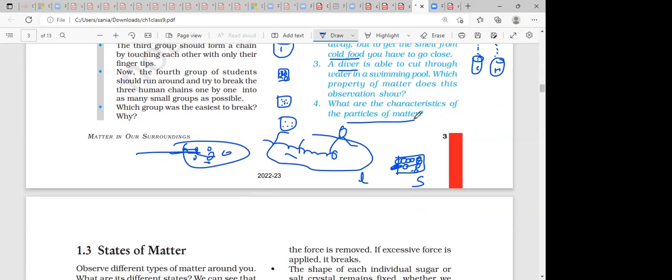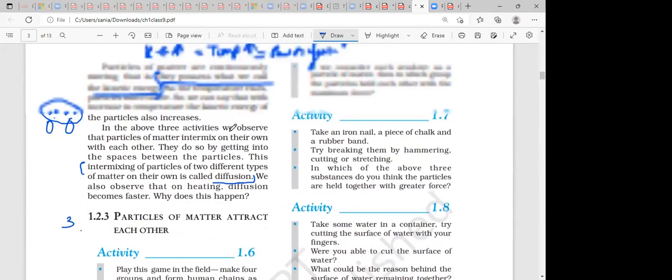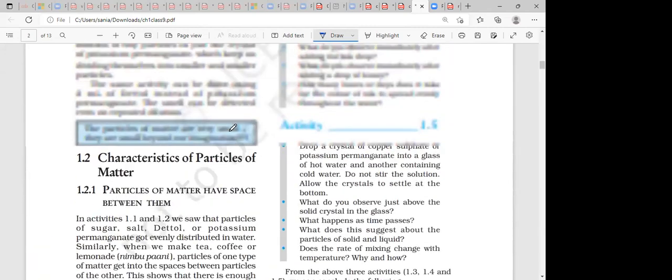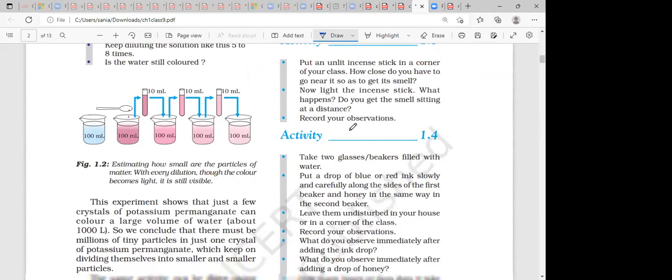So the first characteristic Adil will be telling me. They are continuously moving. Okay. Second, Jeba. They have space between them. Good. And third, Adil. They possess kinetic energy. So what are you going to write? That they possess kinetic energy, or that the particles are continuously moving, right?